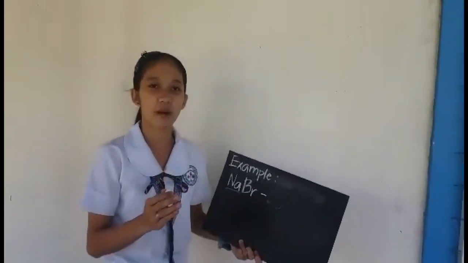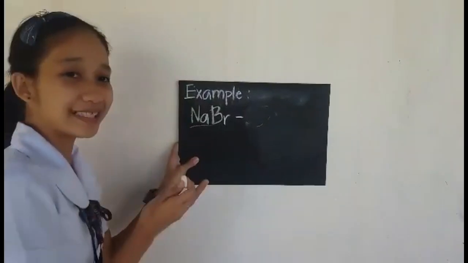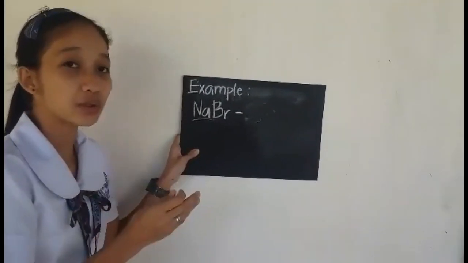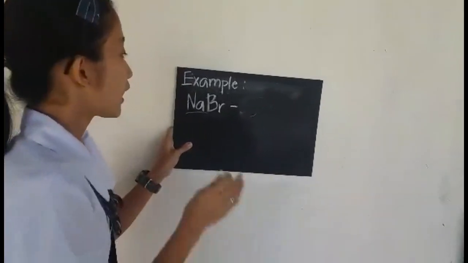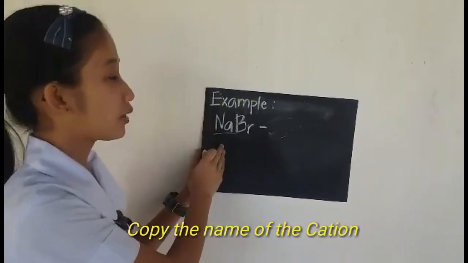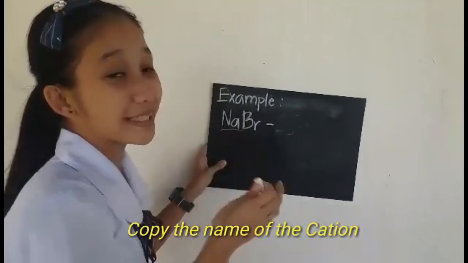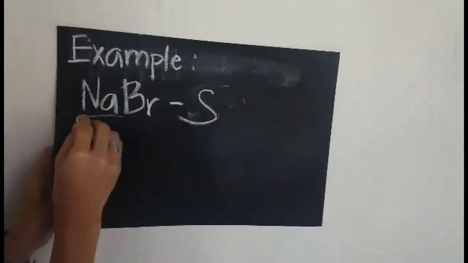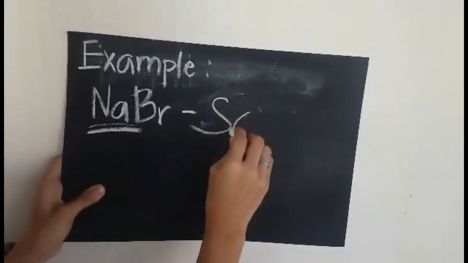So we're going to present an example of naming a binary compound. The example is sodium bromide. In order to name this, we need to follow the rules. The first rule is to copy the name of the cation exactly. So the first element is sodium.